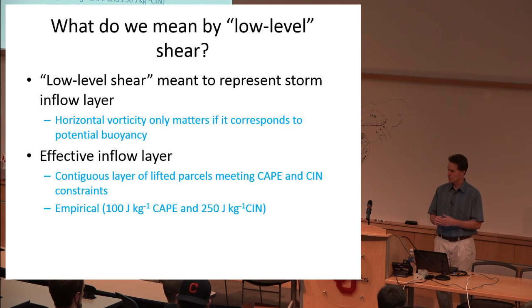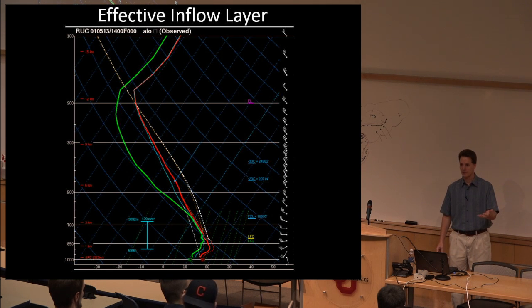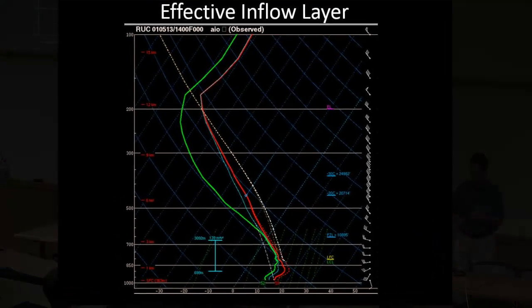So we're not drawing any hard line here. We're just asking, could this air conceivably be associated with the thunderstorm updraft? It makes more sense when you see how this is illustrated with a sounding. This is another elevated supercell case, and we're going to lift the parcels and show you how we come up with that effective inflow layer.